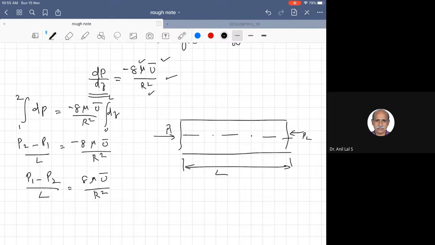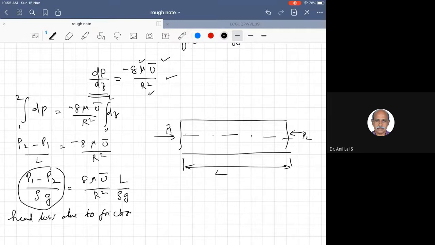I will retain the L here itself. And I want something like P1 minus P2 by rho g. If I divide by rho g, it is the head loss, called the head loss due to friction. That is normally written as HL. HL is equal to 8 mu u bar by r squared, L by rho g.